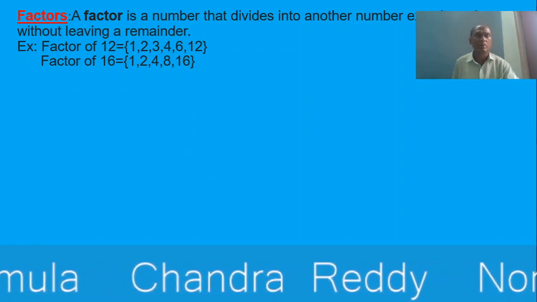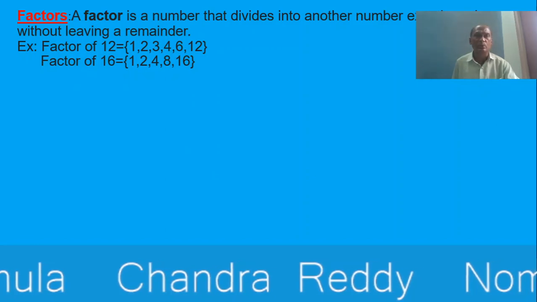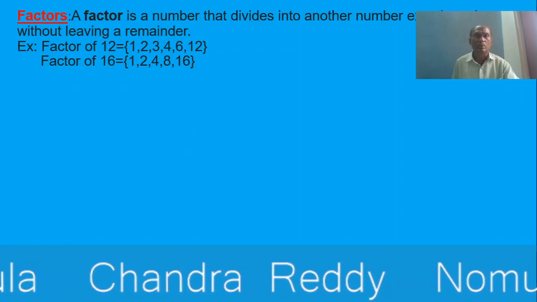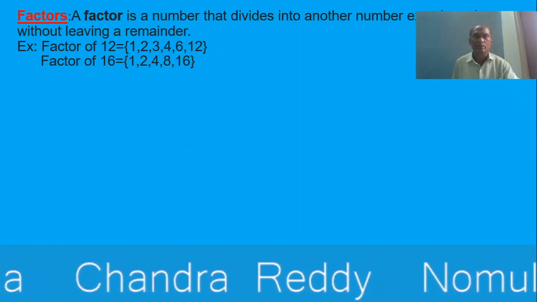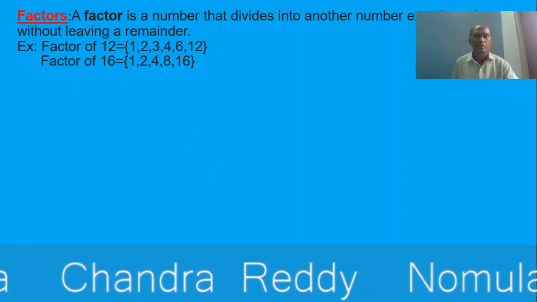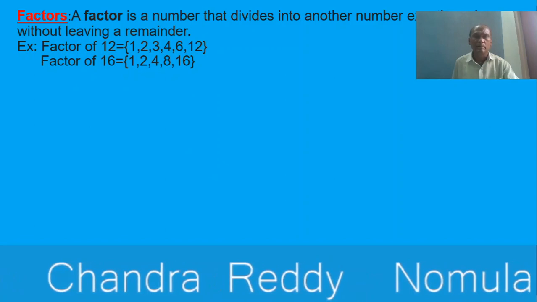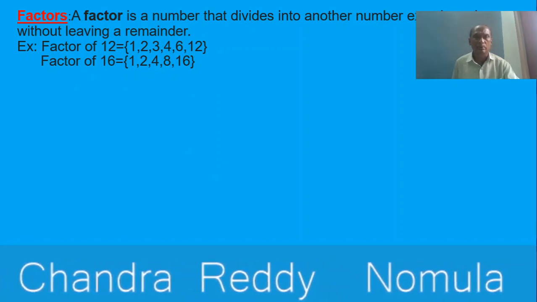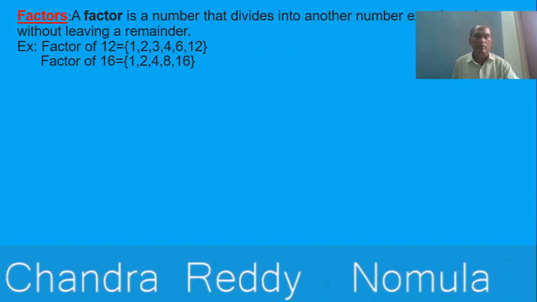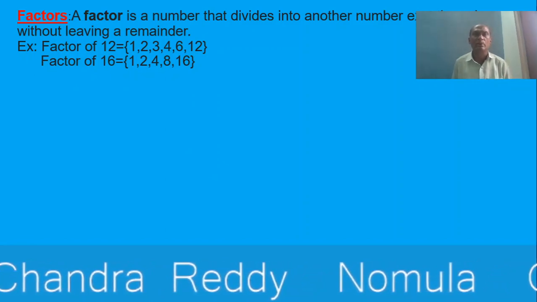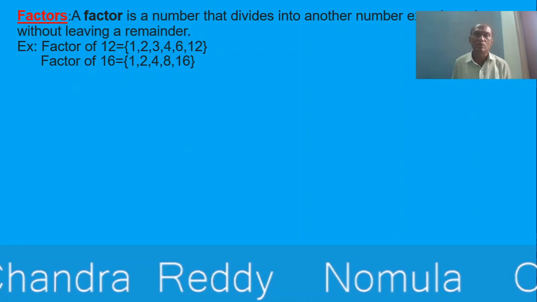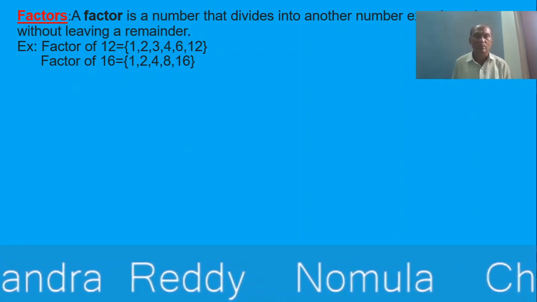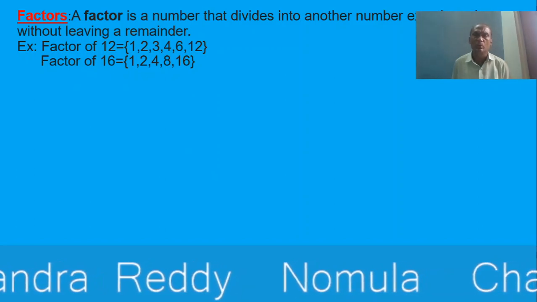For example, the factors of 12 are 1, 2, 3, 4, 6, 12. That means 1 divides 12, 3 divides 12, 4 divides 12, 6 divides 12, and 12 also divides 12. Therefore, 1, 2, 3, 4, 6, 12 are the factors of 12.